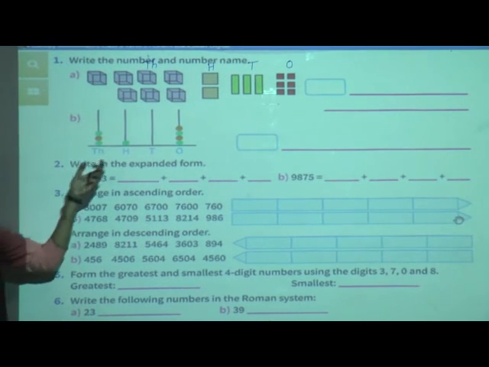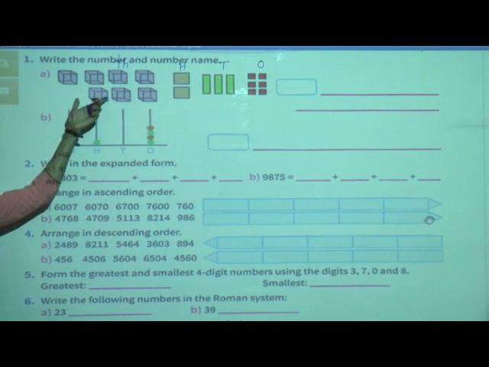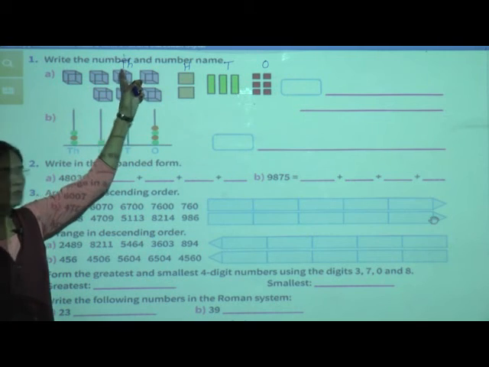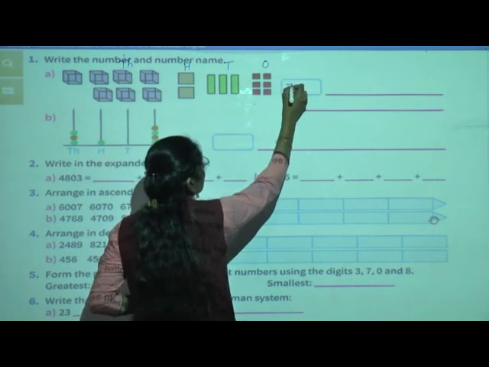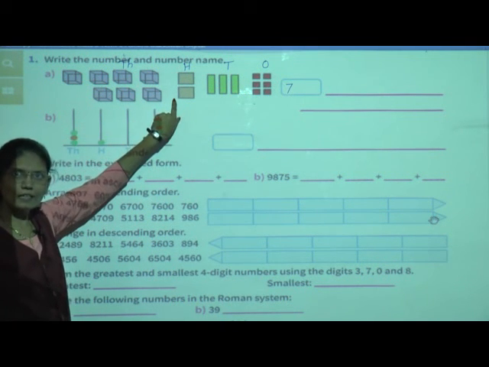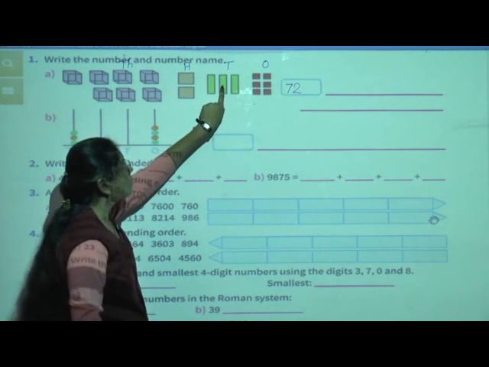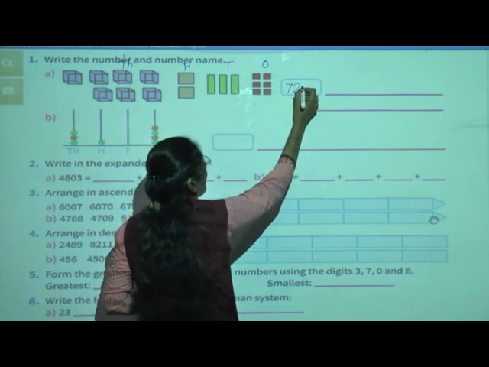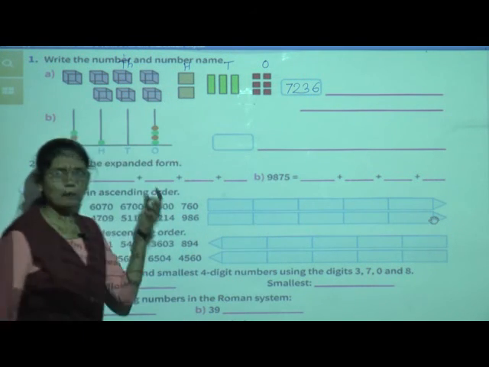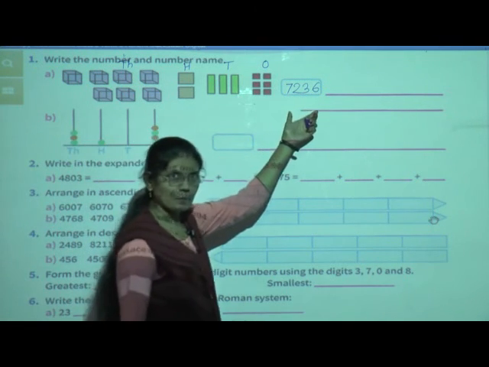Now we have to write the number and number name. Okay. Now see here, 1, 2, 3, 4, 5, 6, 7. 7,000. So at the thousands place I will write 7. How many hundreds are there? 200. So 7,200. 1, 2, 3, 3 tens. And how many ones are there? 6 ones. So what will be the number? 7,236. This is our number.